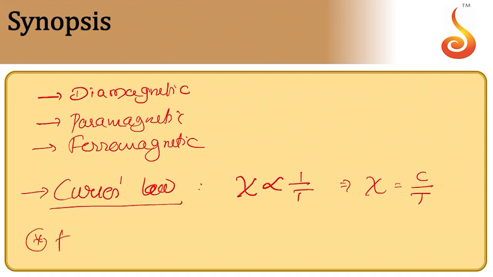In the case of ferromagnetic materials, this law can be represented in a slightly different form. This is represented as K divided by T minus Tc, where Tc is nothing but a Curie temperature. So, in the case of ferromagnetic materials, the susceptibility is very high and constant up to a certain temperature, above which it varies with temperature according to this equation. According to the equation, chi is equal to K divided by T minus Tc.